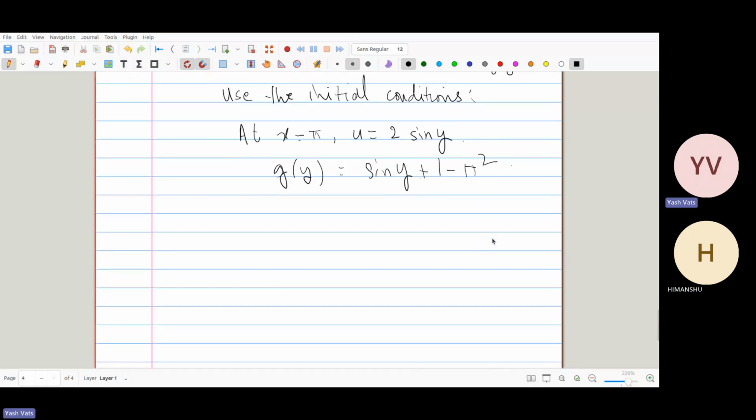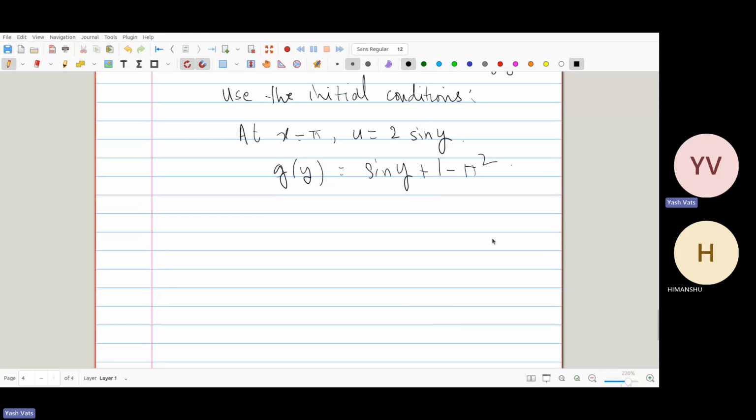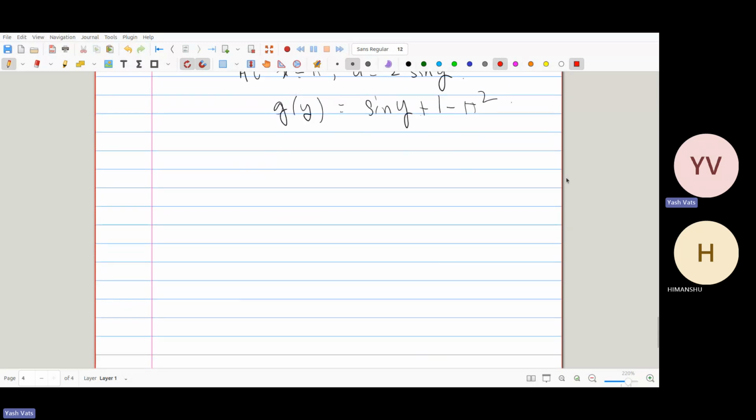I hope this one is clear. So these are some direct methods to solve. You just integrate it and you do have initial conditions like that, and then you solve it. Okay, so the next method I'm going to focus on is the method of separation of variables.